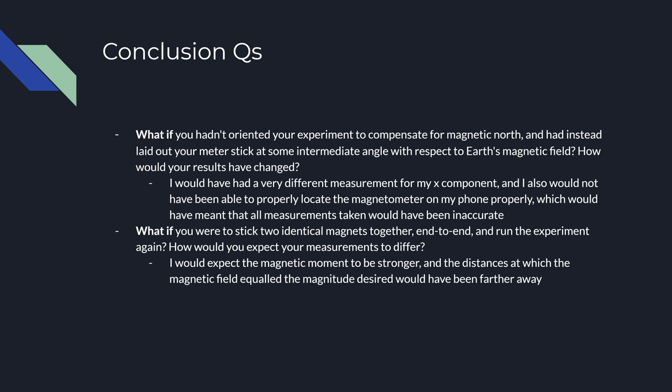If I were to stick two identical magnets together end to end and run the experiment again, my measurements would differ because I would expect that as there's more strength from the magnets themselves, my magnetic moment would be a higher value and therefore stronger. And because the magnet would be stronger, the distances I found for when the magnetic field equaled the desired magnitude would be larger distances, because I wouldn't need to get as close in order for the field to be that strong at that particular distance.